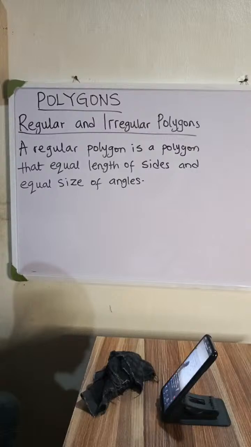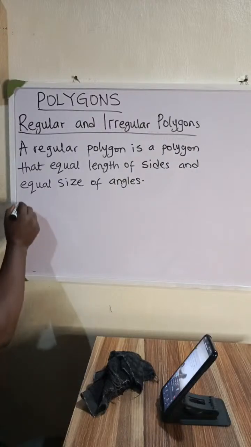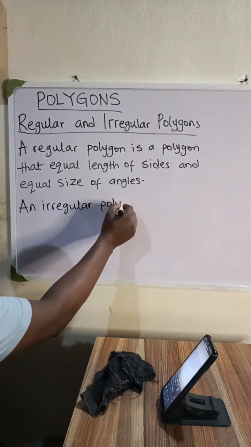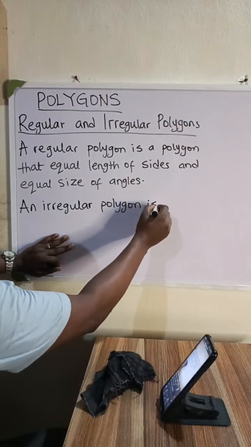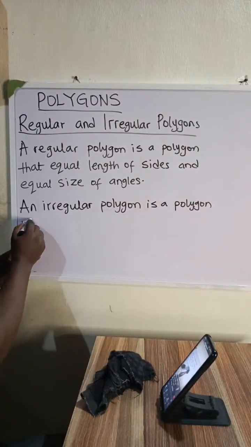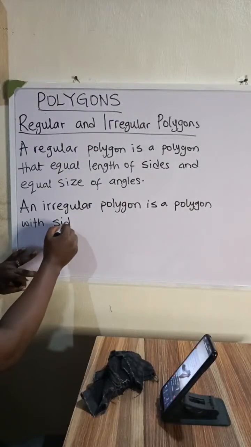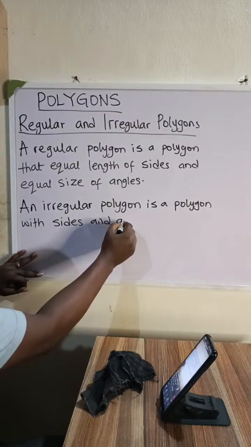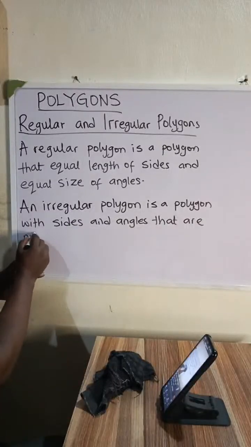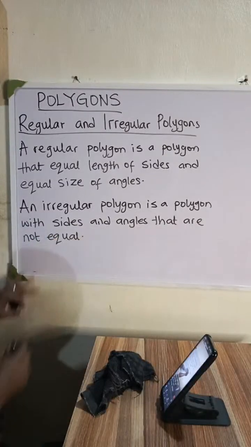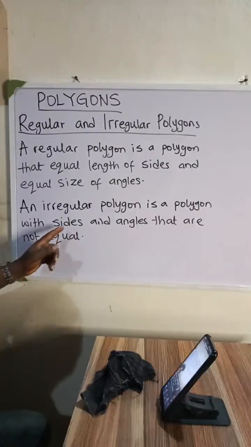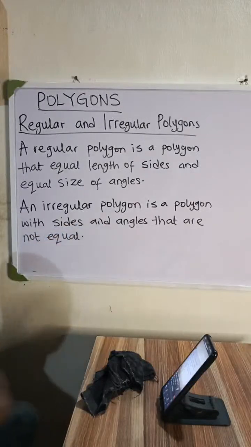Irregular polygon. An irregular polygon is a polygon with sides and angles that are not equal.